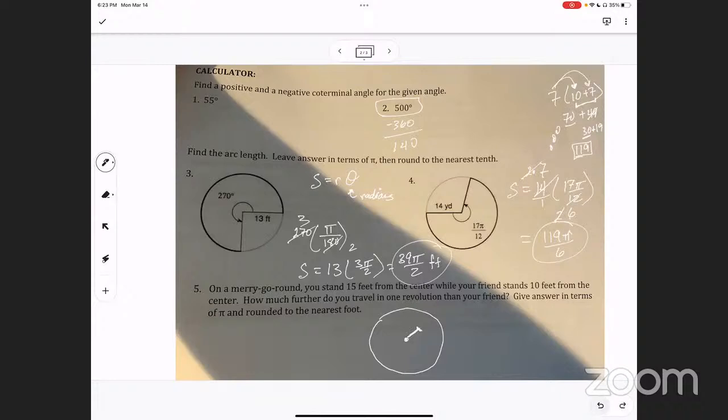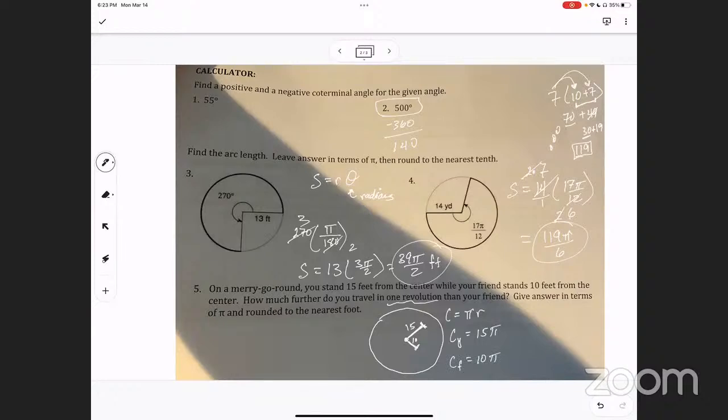Actually, let me make it a little bit bigger. That's 15, and your friend is only 10. How much further do you travel in one revolution? Well, one revolution is like the circumference, right? So you are going to travel 15 pi and 10 pi. For you it is 15 pi, and the circumference for your friend is 10 pi.